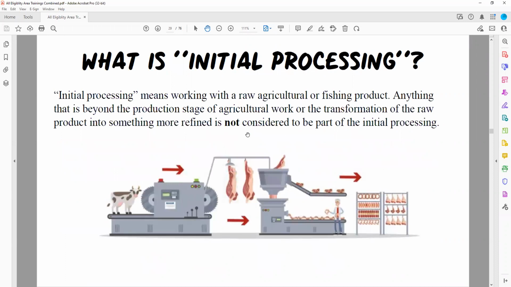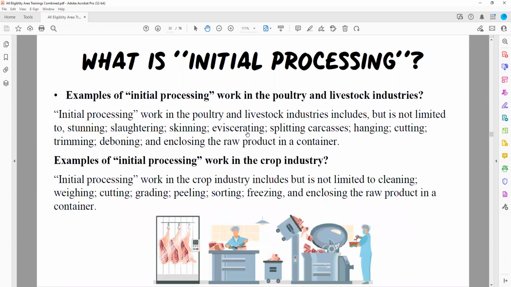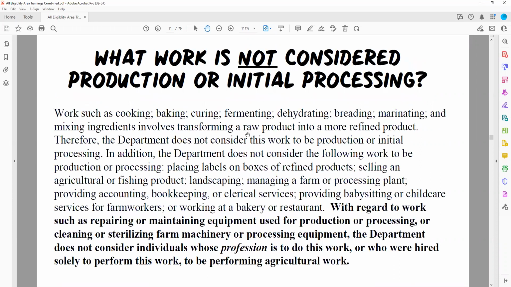Talked about this already, but just as a quick reminder, you have initial processing. This is the beginning part of that, processing anything that's beyond that initial working with that initial raw product. You see here the cow, and then it starts getting cut up, and then you have different pieces of it. But once you start turning it into something else, then many times it's not eligible for us. So here's some examples of stunning, splitting carcasses, hanging, cutting, weighing, sorting, enclosing the raw product in a container. These would all be part.